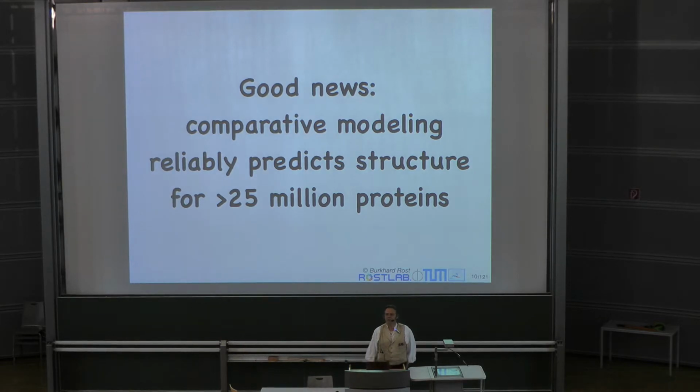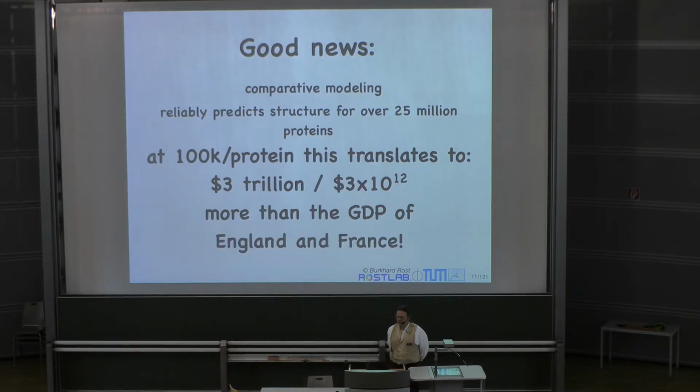The good news is comparative modeling predicts for many 25 million proteins at the moment somehow structure, and that part of the good news is at 100K per structure, you rightfully said it's expensive. This corresponds to something like 3 trillion. That's more than the GDP of England and France at this point. That we gain by doing computational biology. Essentially, if we would have to do these structures without a computer, then that's what you would pay. It's amazing what computers can do.